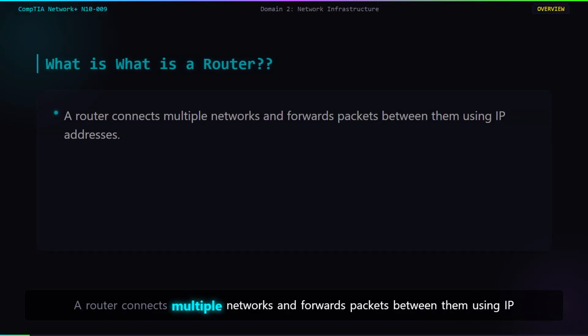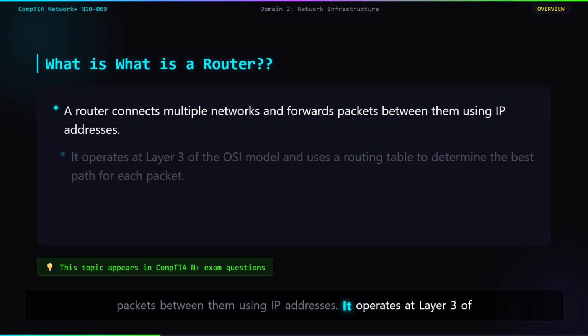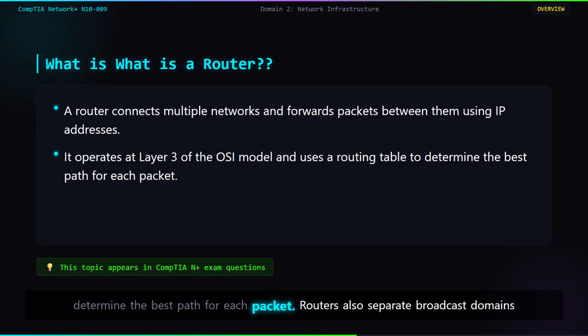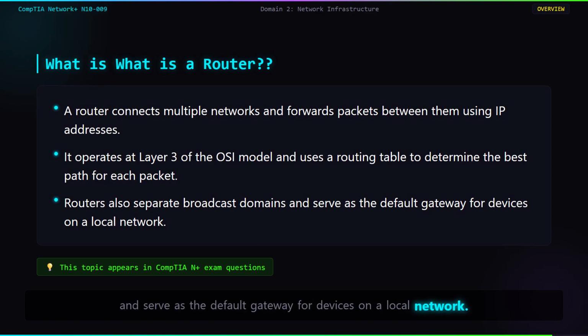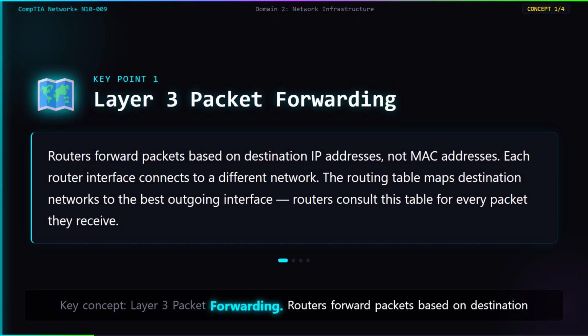A router connects multiple networks and forwards packets between them using IP addresses. It operates at layer 3 of the OSI model and uses a routing table to determine the best path for each packet. Routers also separate broadcast domains and serve as the default gateway for devices on a local network. Key concept: Layer 3, packet forwarding.